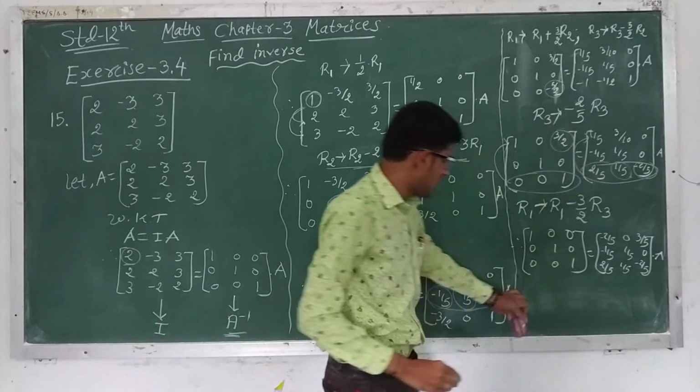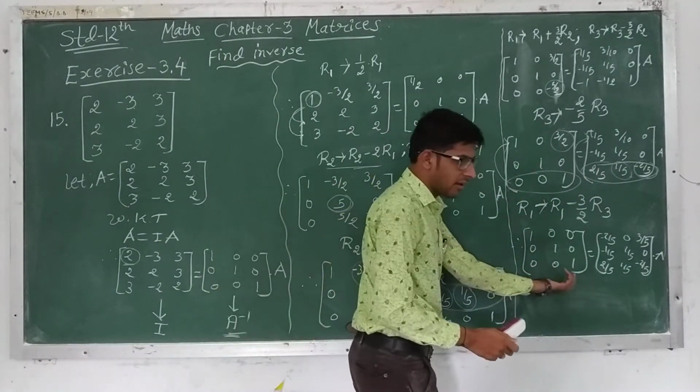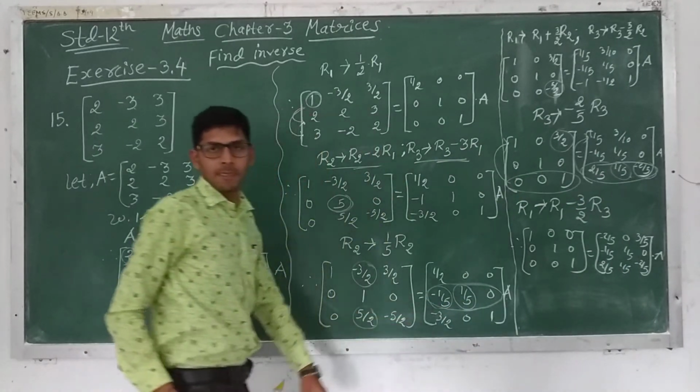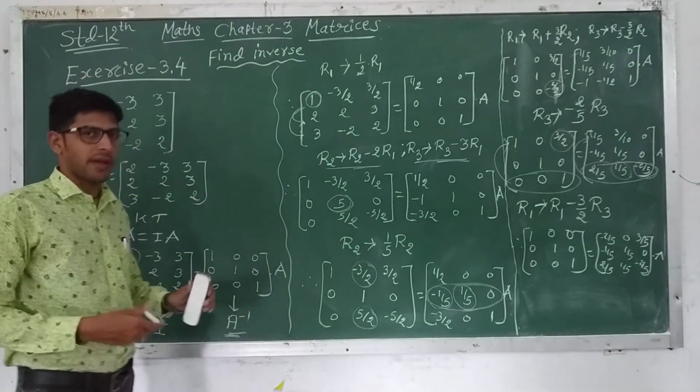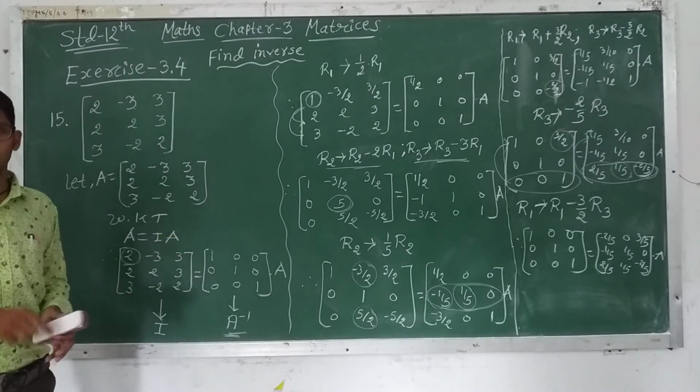So we have to observe that our left hand side is now the identity matrix. Okay, note down this example and practice the next example by yourself.